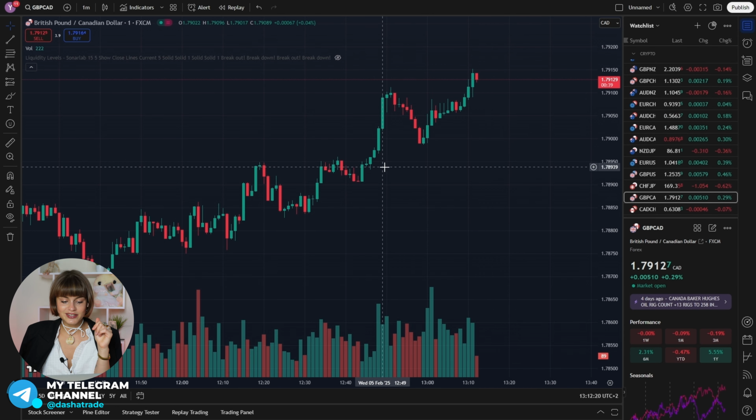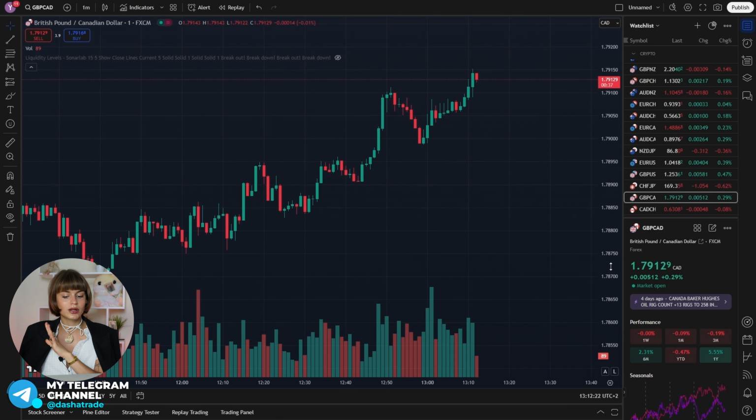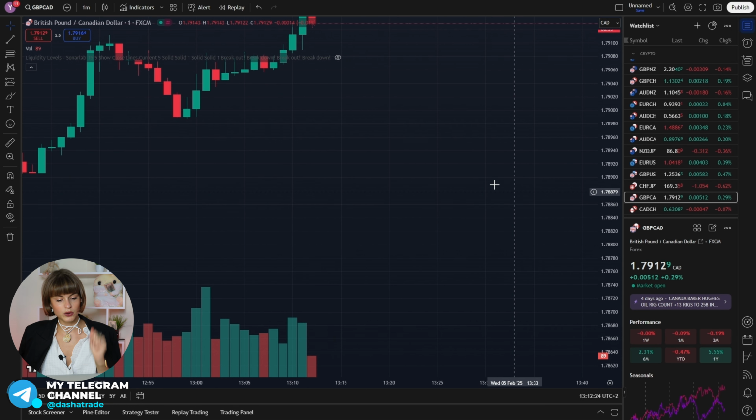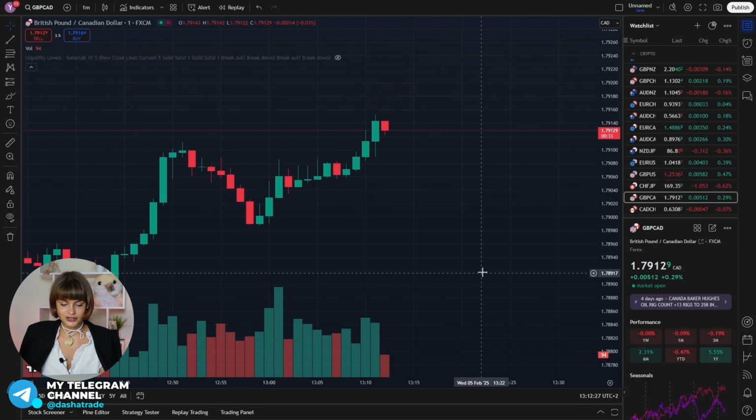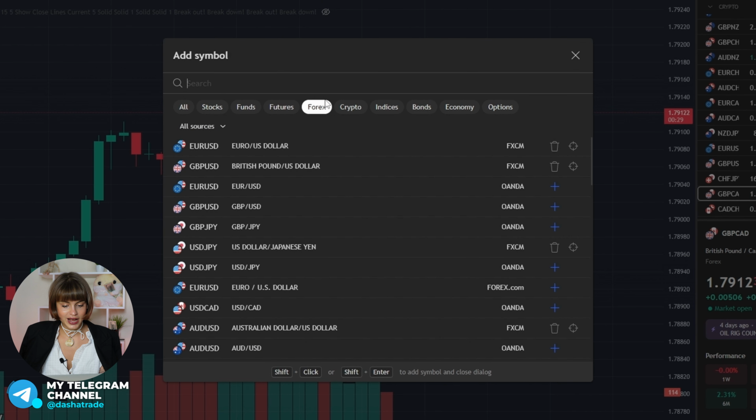If you're on the site for the first time, it is possible that you will not have the currency pairs that we need added. And to add them, we click on the section with the plus sign. Here we should have Forex chosen. And what we need to do is to add those currency pairs with FXCM as a quotation provider.